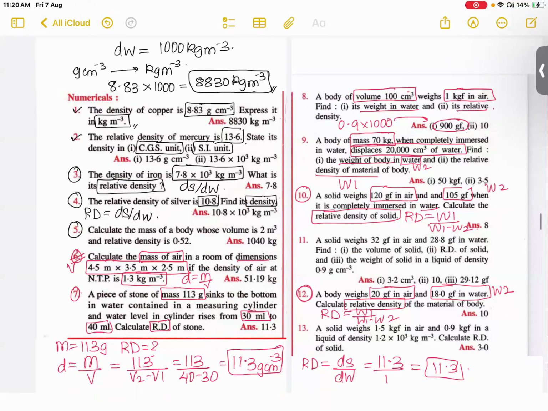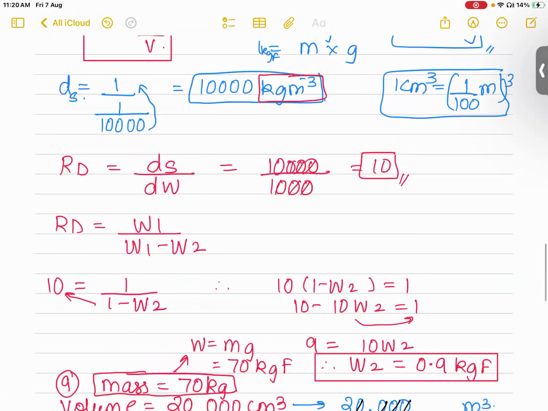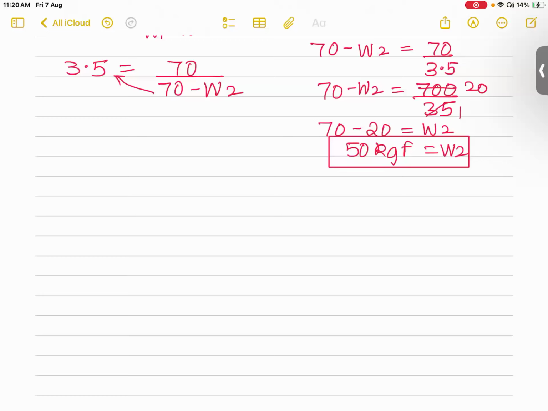Wait a minute. Yeah. So we need to try the 11th one now. Question 11 is a solid weighs 32 gf in air and 28.8 gf in water. Okay. So these are the things given to me. So let me make a note. I think that was question 11. Yeah. Question number 11.